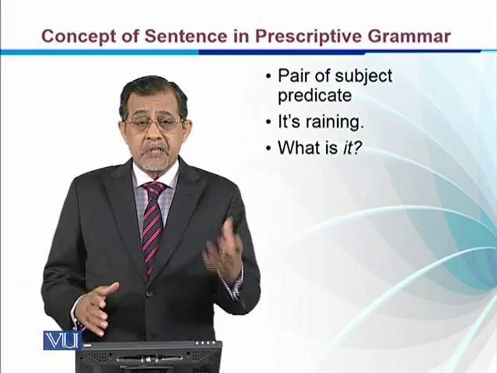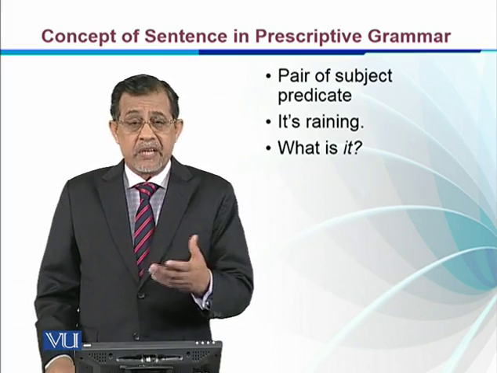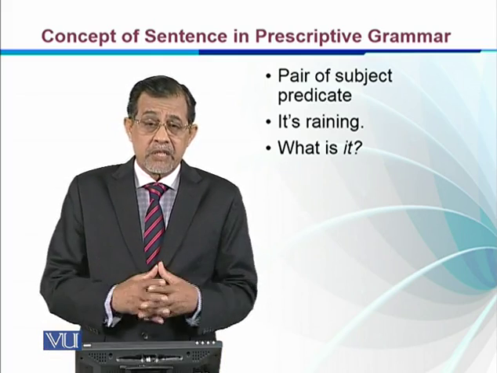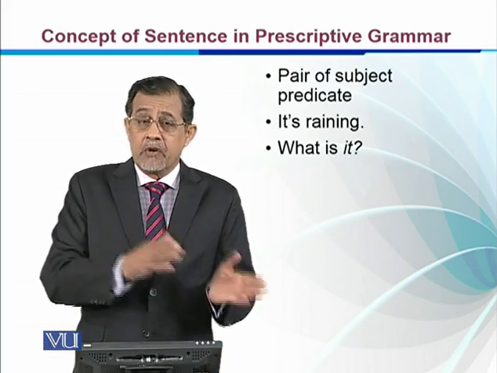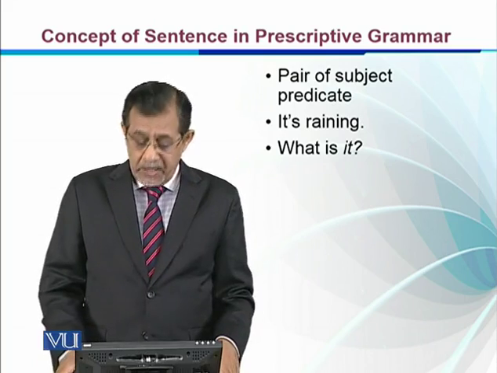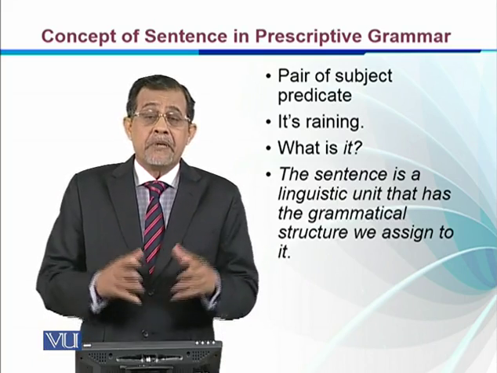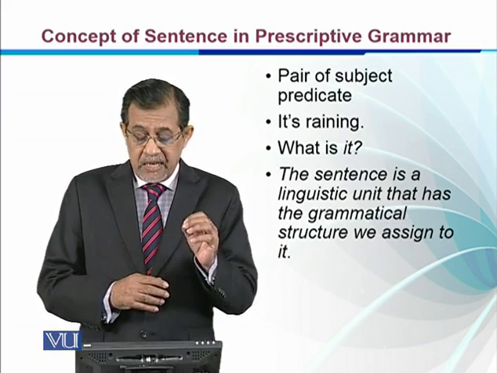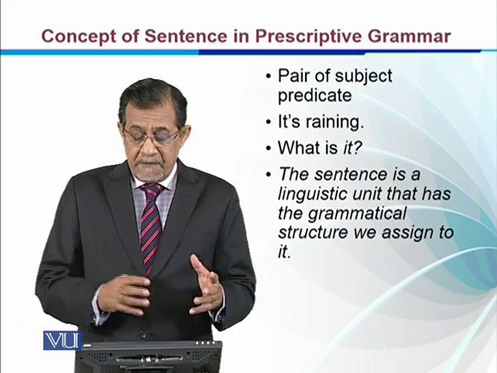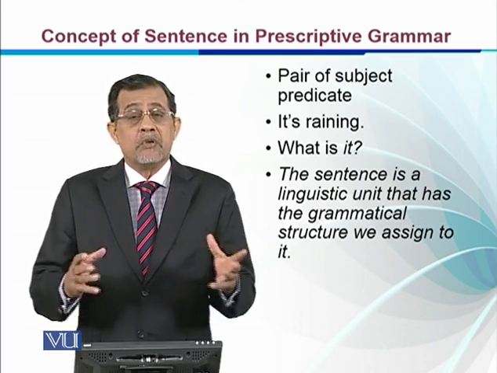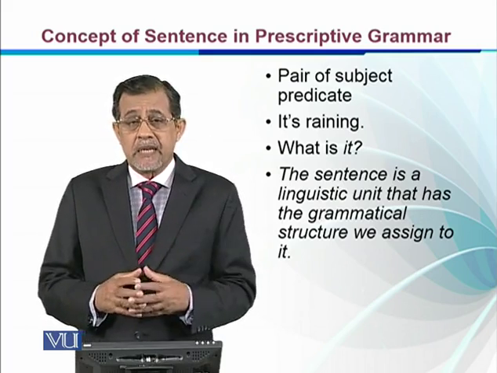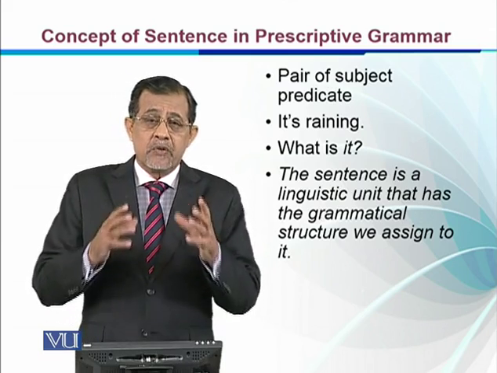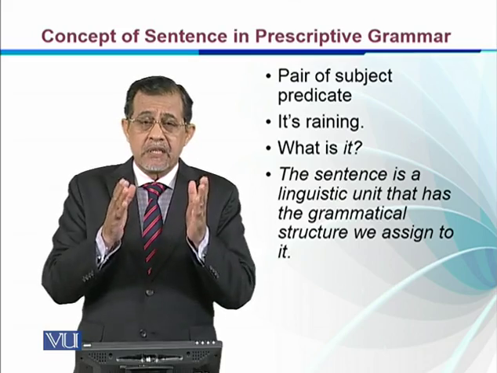After discussing what is a sentence and what is not a sentence, and how we can understand the concept of a sentence without focusing on a complete thought, Palmer in his book Grammar says that a sentence is a linguistic unit that has the grammatical structure we assign to it. So we can safely say that a sentence is a linguistic unit to which we assign a certain structure.